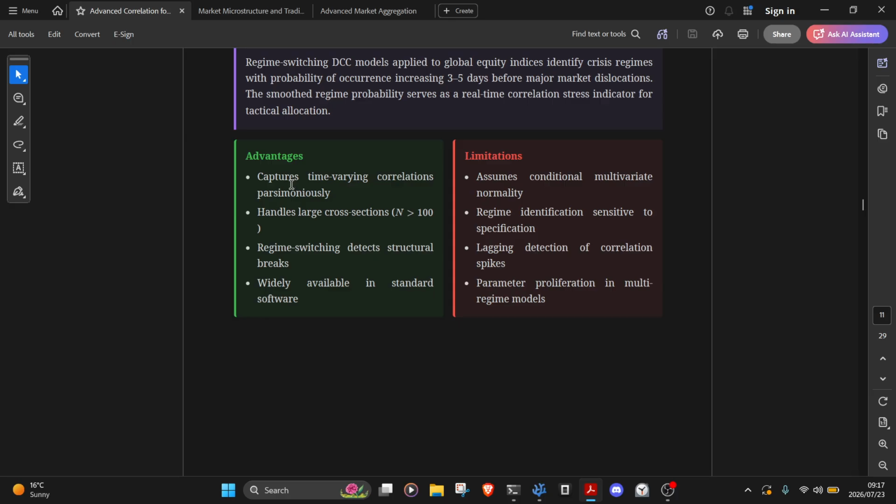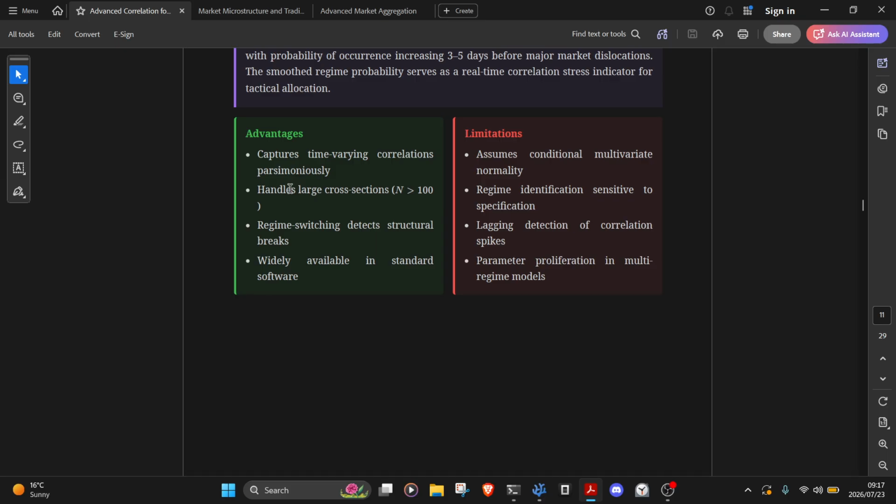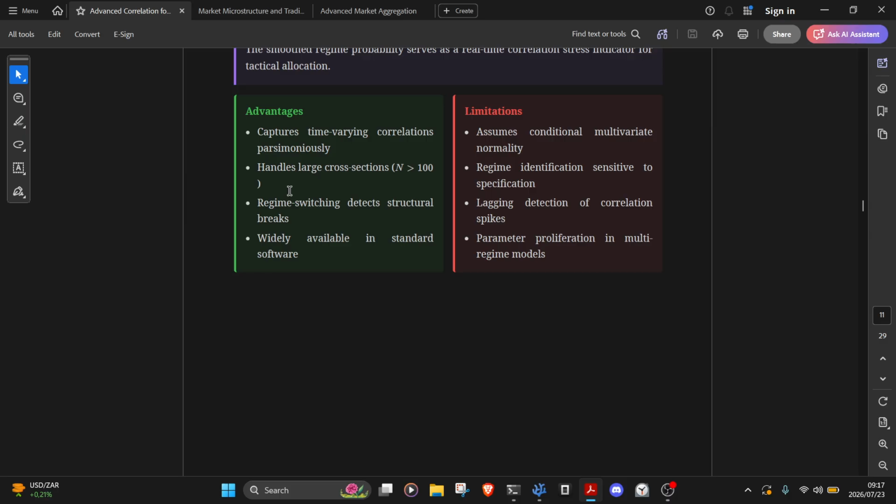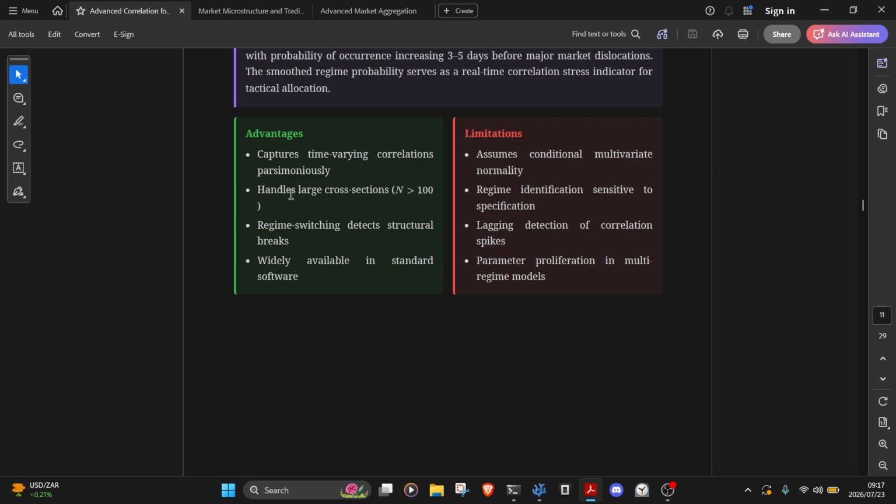What are the advantages? Captures time-varying correlations parsimoniously, right? Handles large cross sections, n greater than 100. Regime switching detects structural breaks. Widely available in standard software, right? So Python, Julia, R, whatever you're using, there's most likely a package for that, right?